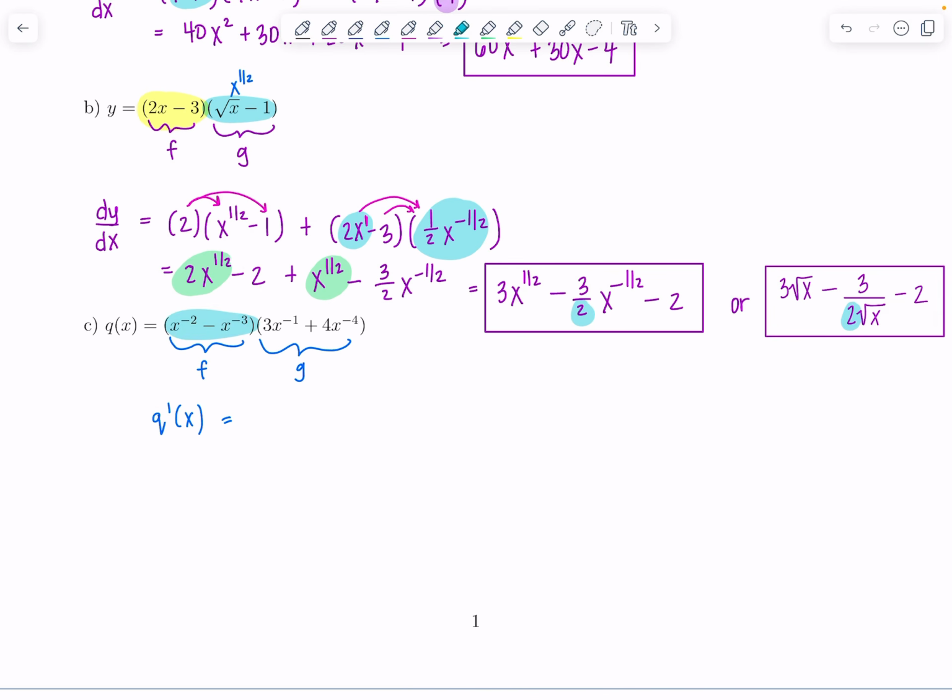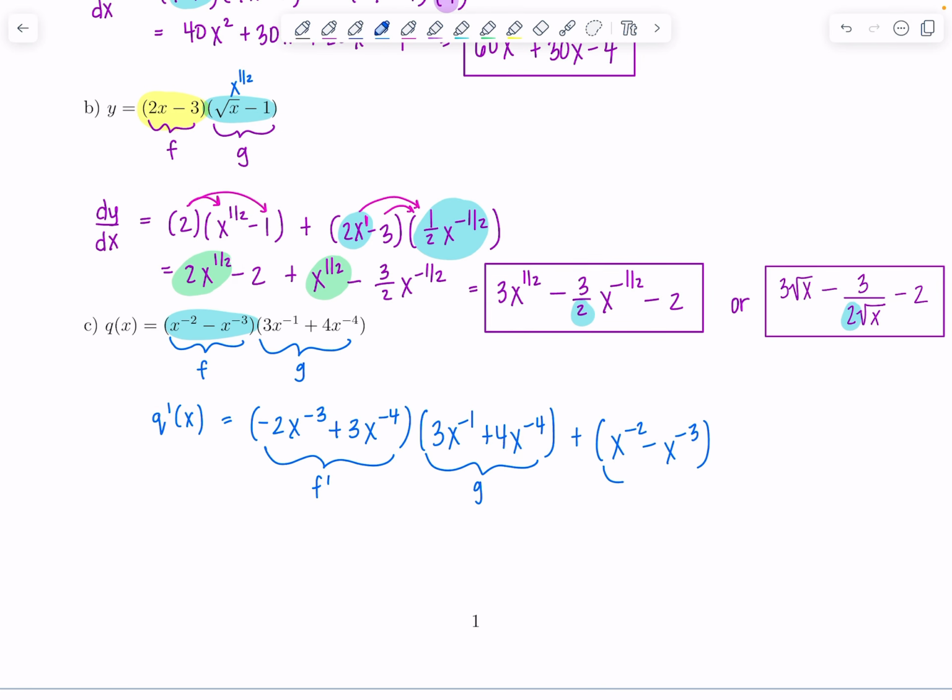So first let's take the derivative of f. Derivative of x to the negative 2nd is going to be negative 2x to the negative 3rd. Good. Then bring down the negative 3 in front here. This is going to become positive 3x to the negative 4th. That's f prime. Times g, leave g alone, 3x to the negative 1st plus 4x to the negative 4th. F prime g. Plus, then we leave f alone, x to the negative 2nd minus x to the negative 3rd. So this is f. And then now I need g prime.